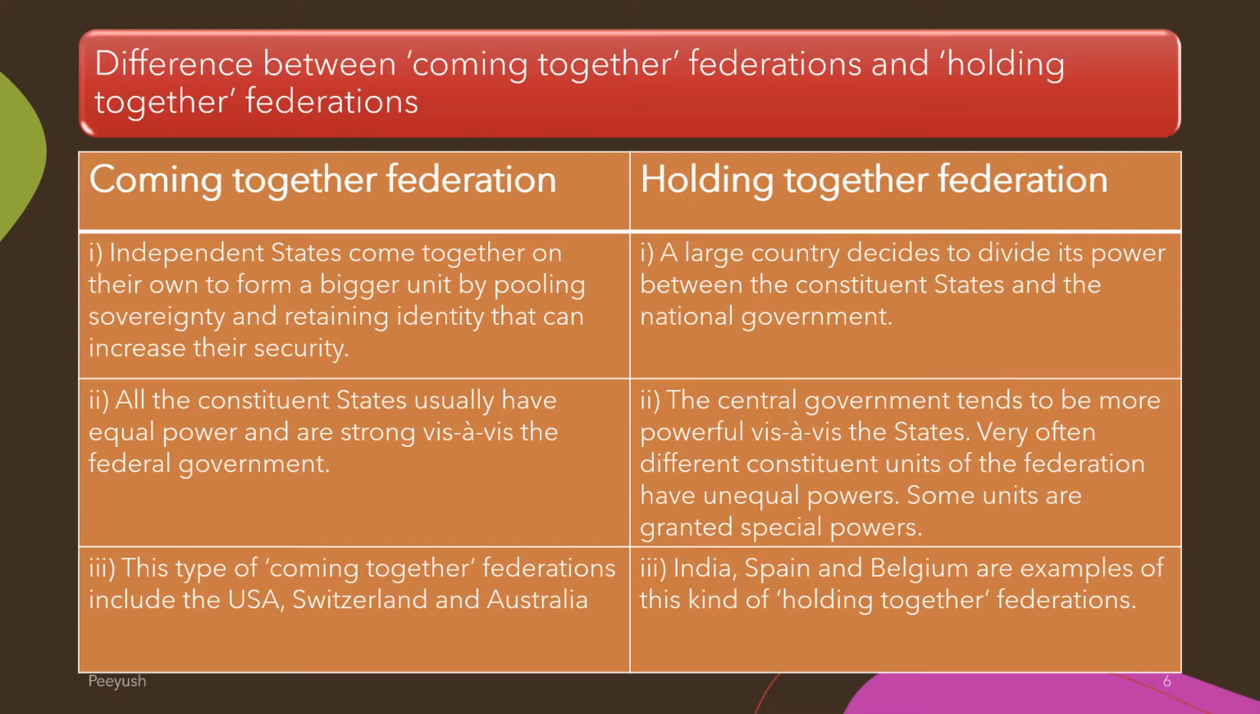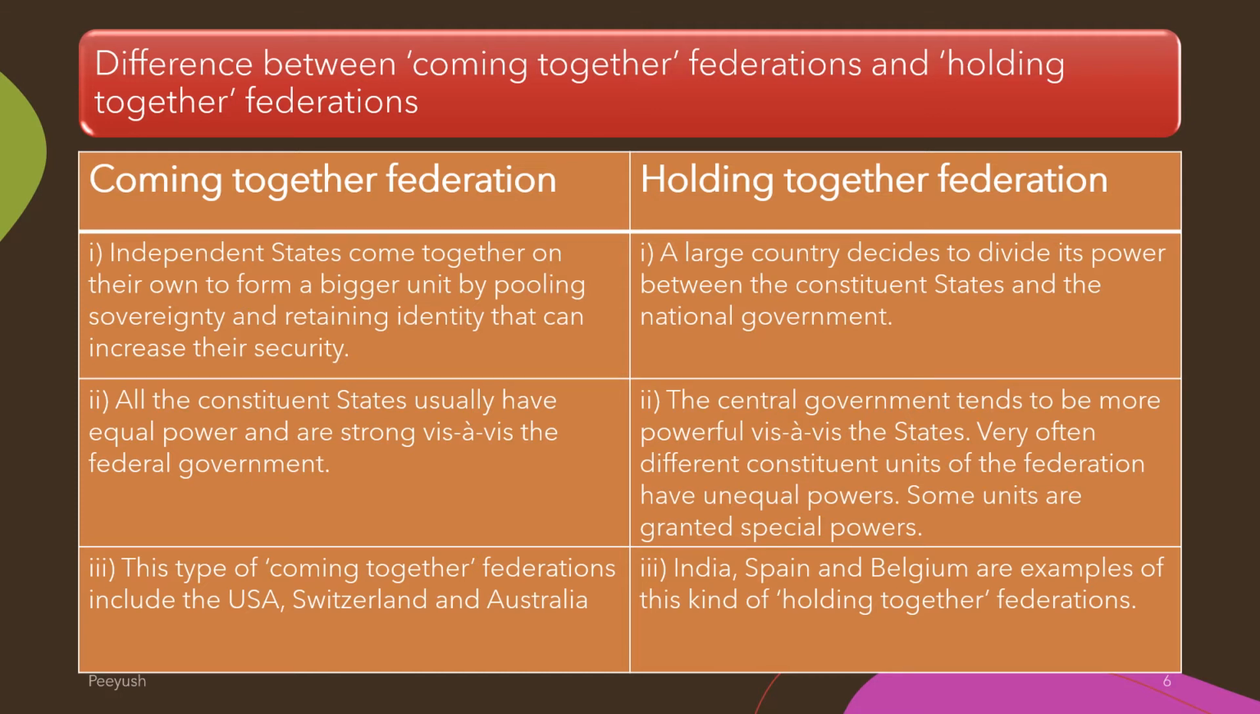The examples of coming together federations are USA, Switzerland, and Australia. They are coming together federations, so state governments have a larger say in the policy making and in the decision making. The state governments are kind of equal and strong with respect to the central government or the federal government. On the other hand, holding together federation, the examples are India, Spain, and Belgium. You have already seen how the central government divided its power to the provincial government, and the capital government was also formed, and the community government was formed. So these are examples of holding together federation.